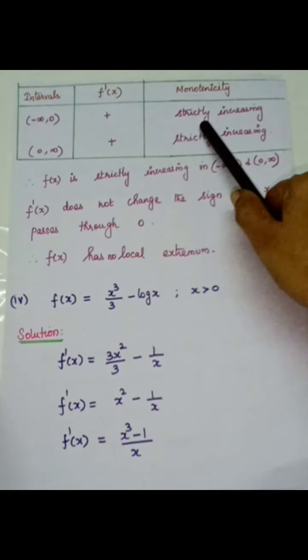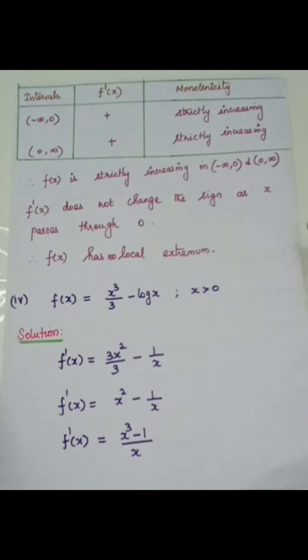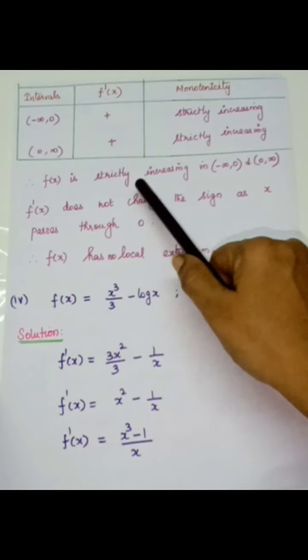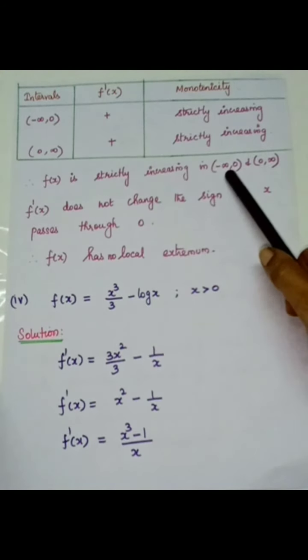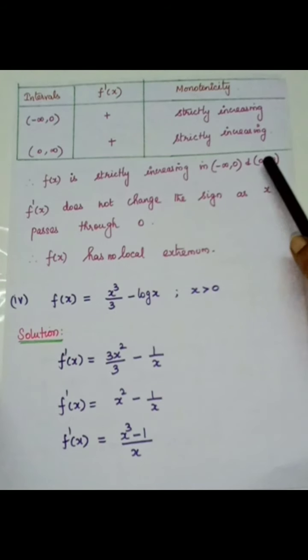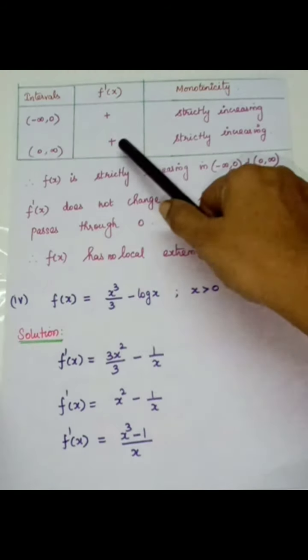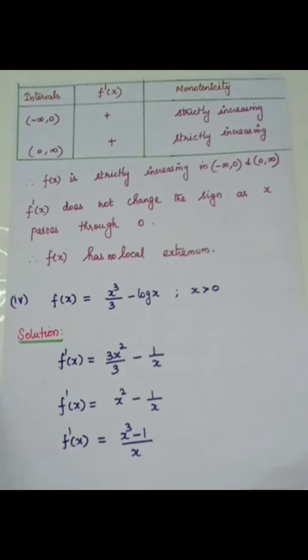So therefore the function is strictly increasing. So your f of x is strictly increasing in minus infinity to 0 and 0 to infinity. So here also f dash of x does not change the sign as x passes through 0. So therefore it does not have any local extremum. The function does not attain local maximum or minimum.